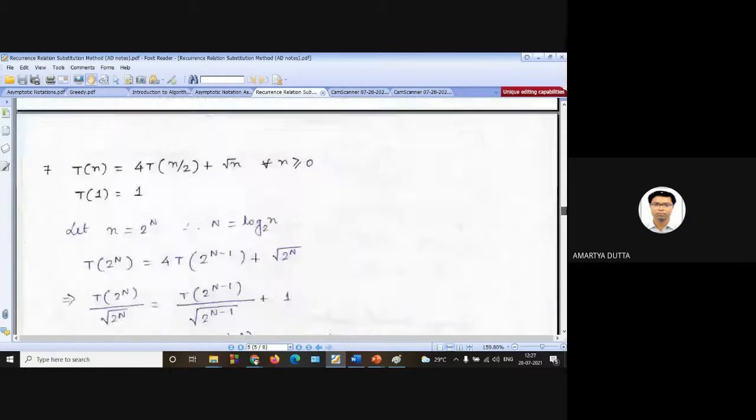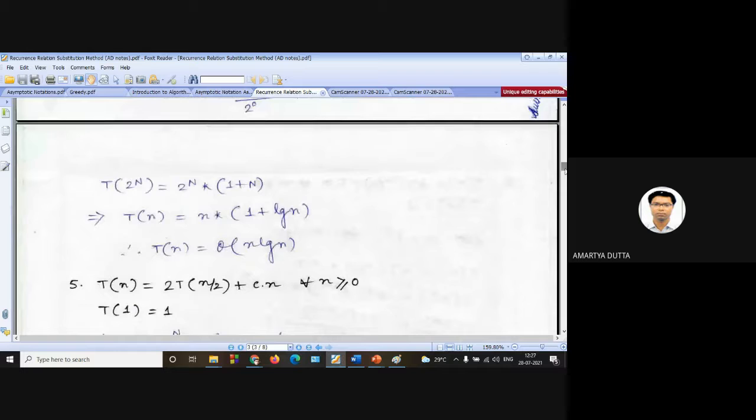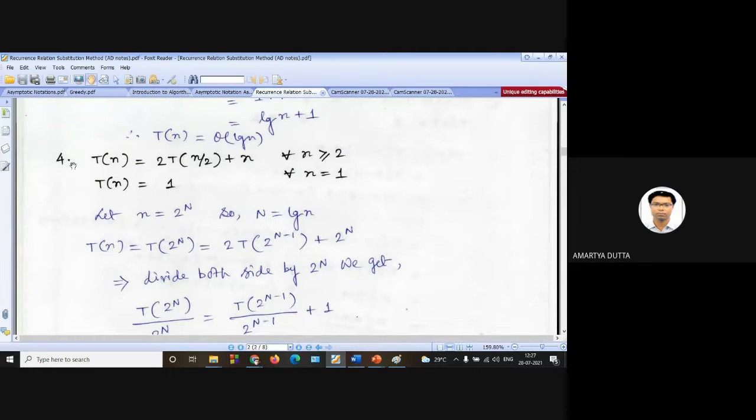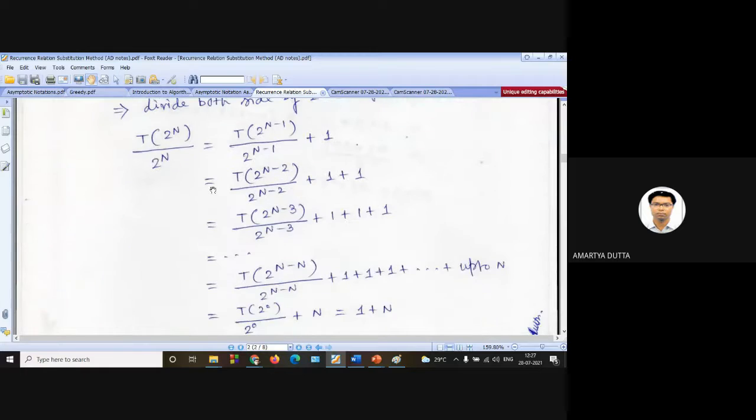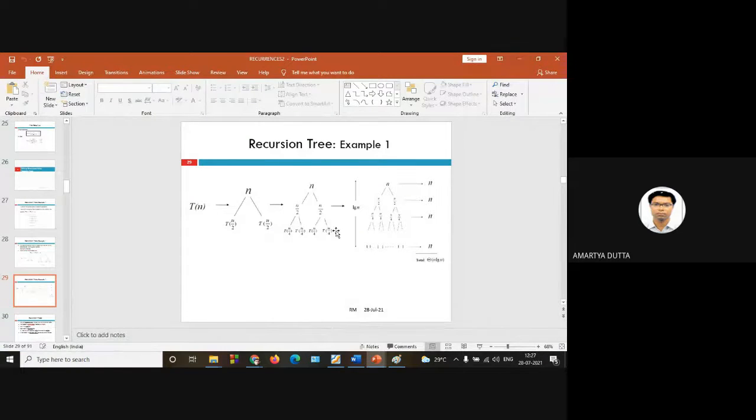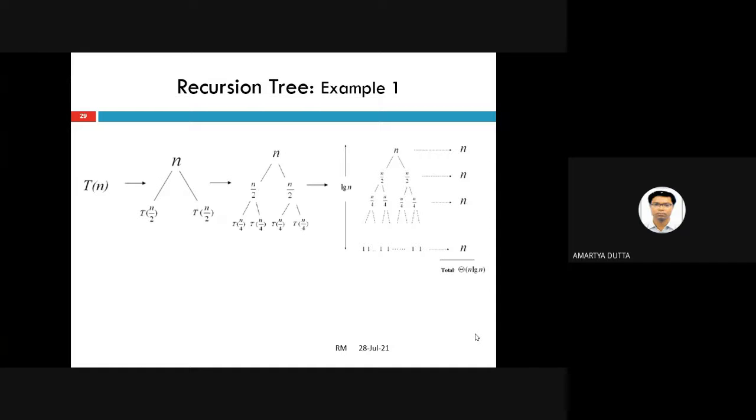Here, in this problem number 4, this is the recurrence relation for quick sort, merge sort. Using the substitution method, I am getting the solution order of n log n. In the recurrence tree method, again I am getting the complexity order of n log n. Is it clear to you?